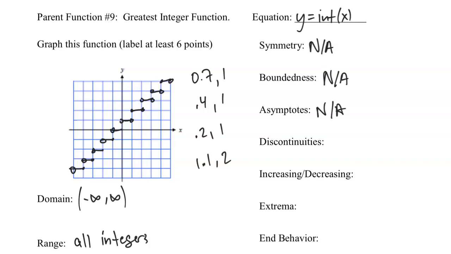There are a bunch of discontinuities. In fact, we're just going to put that there are infinitely many. And where do they happen? They happen at all integers. And for bonus points, what type of discontinuity is it? They are all jump discontinuities.